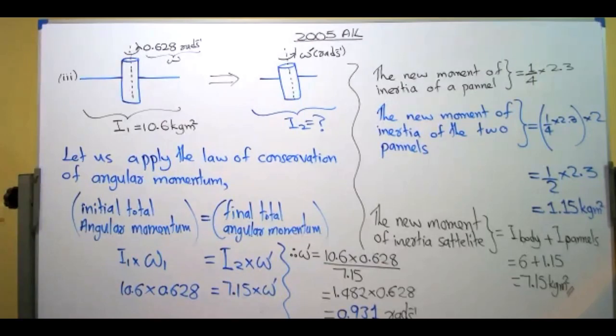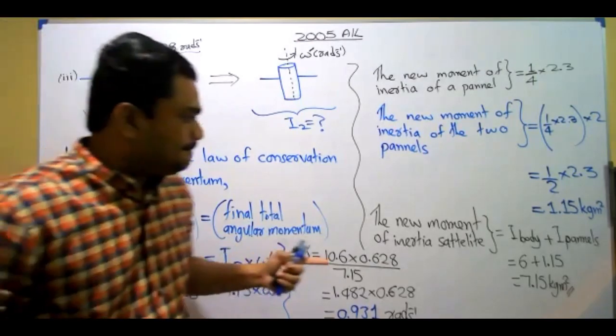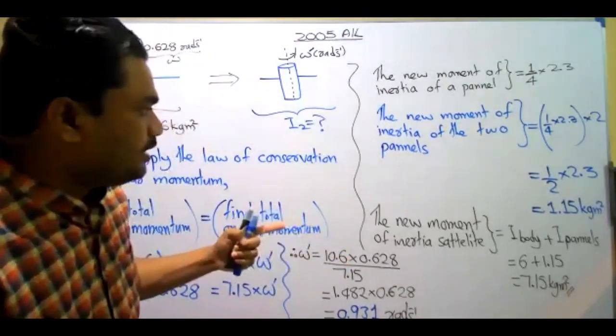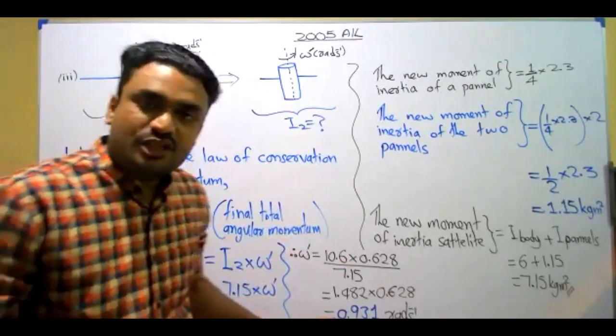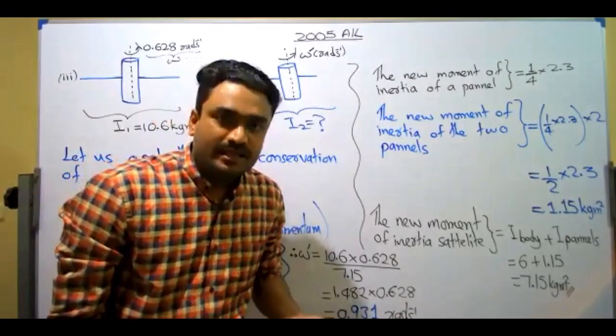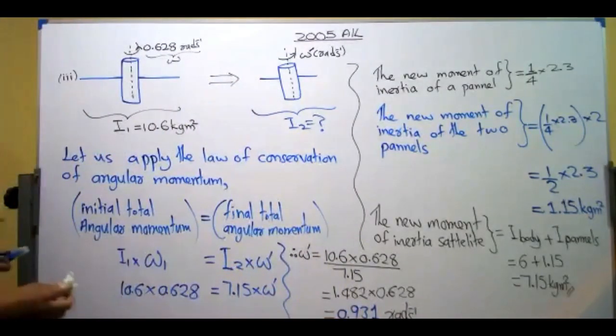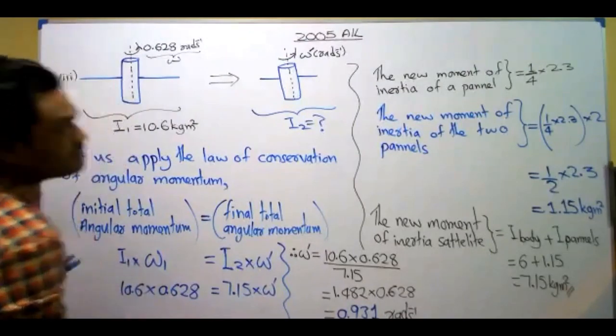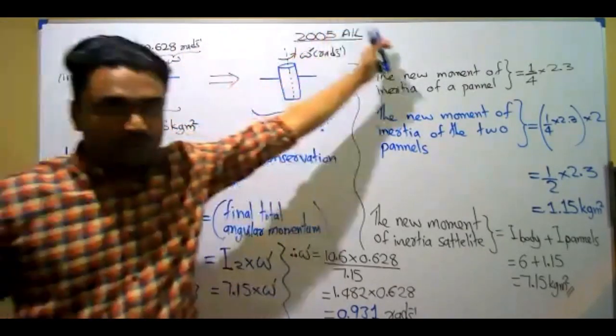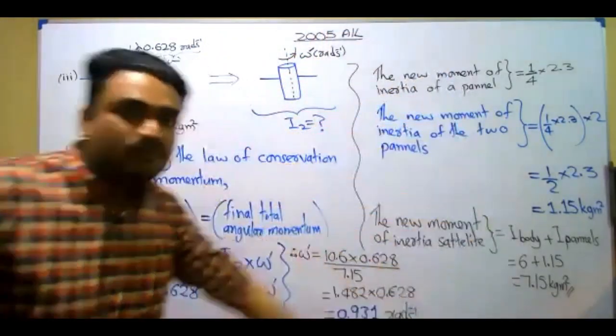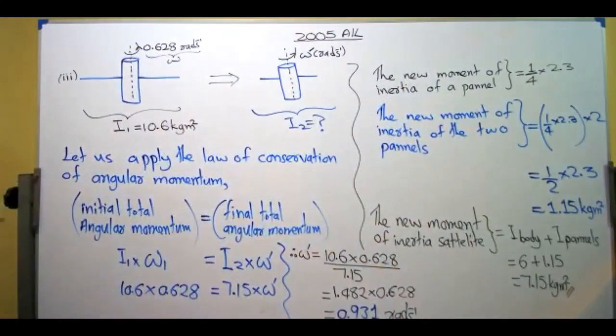Right, now we know the new angular velocity. Now we know the new moment of inertia. So now we can calculate the angular kinetic energy of the satellite. If anybody wants any more time to write these things, please take a screenshot. I'm going to erase.